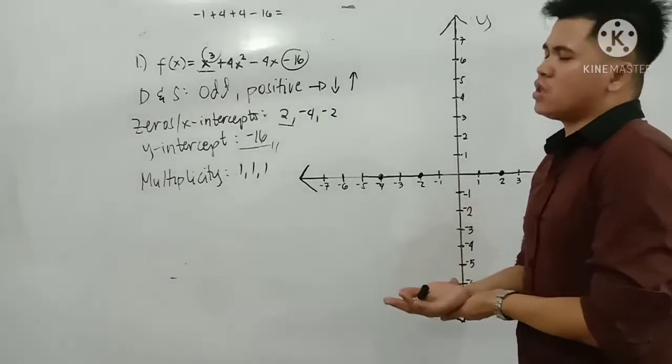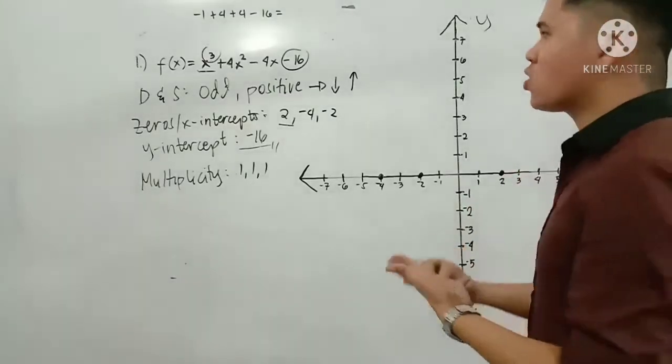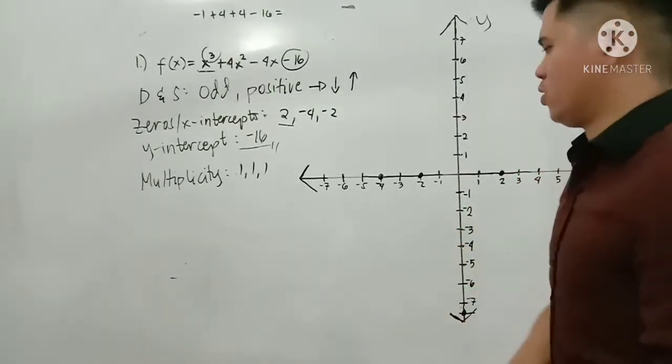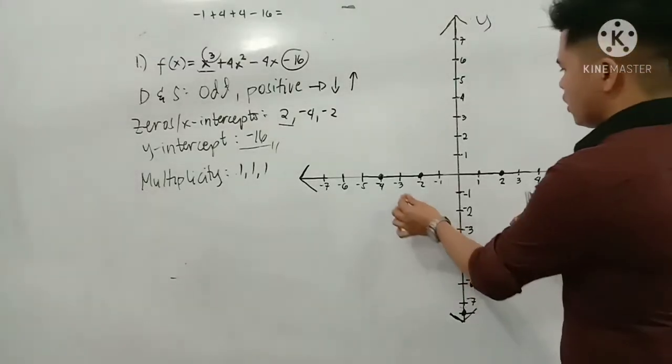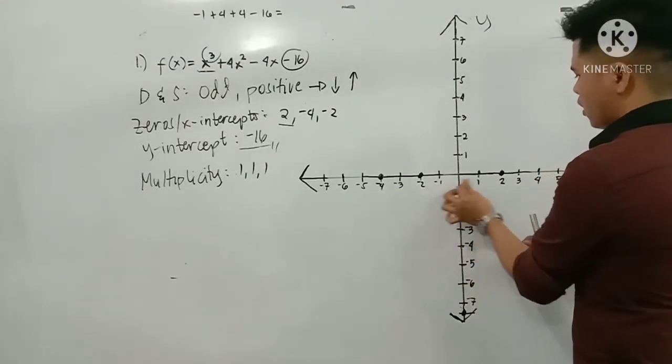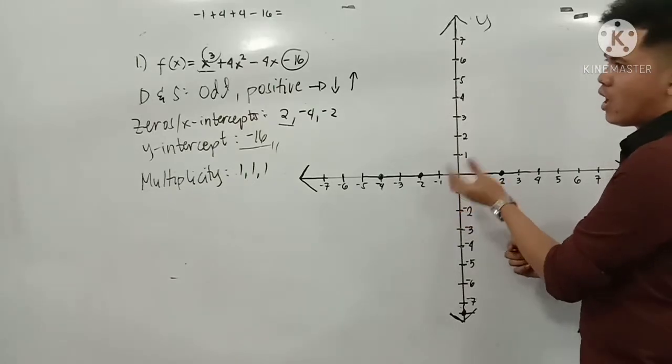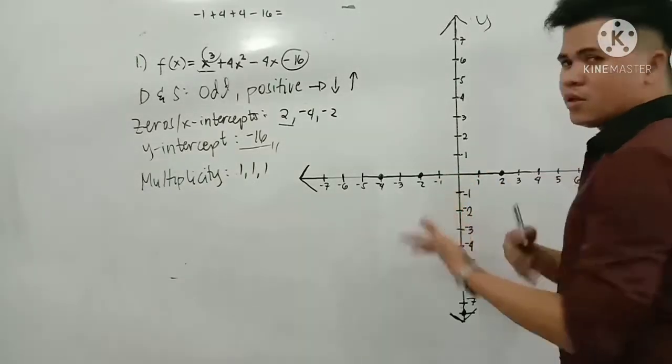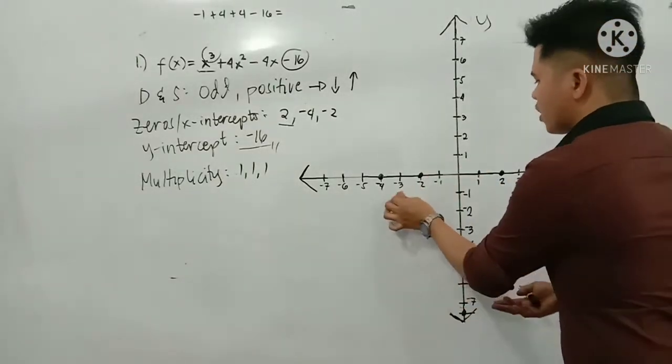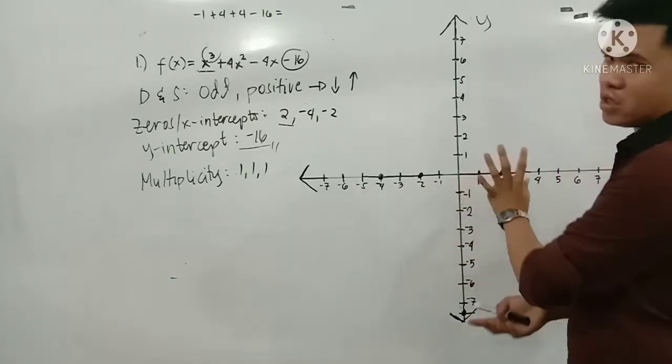What we need are the other ordered pairs which serve as the turning points. So we now use negative 3, negative 1, and positive 1 as our x-values. Then let's find the value of y if our x is negative 3, negative 1, and positive 1.